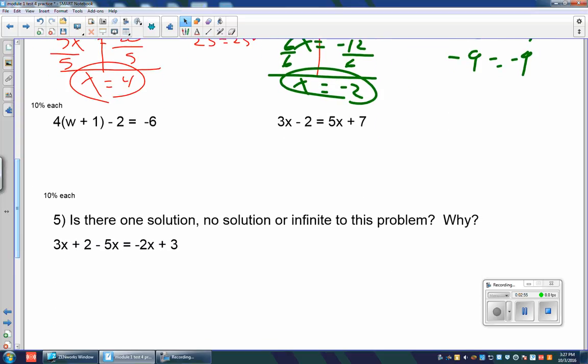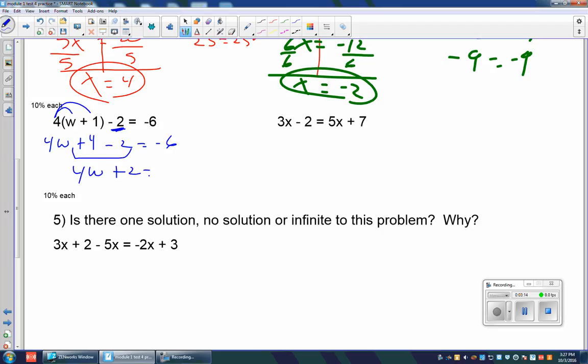There's a lot that we can do here. What I'm going to do is distribute first because that's what most of you are going to do. 4w plus 4. Don't distribute there. Minus 2 equals negative 6. Why don't we distribute there? Because that's outside the parentheses. Combine like terms. 4w plus 2 equals negative 6. There's the big line. Subtract 2 from both sides. We're doing the opposite of the operations. 4 times w equals negative 8. When we divide both sides by 4, we get w equals negative 2. When we check it by plugging it in, it does check.